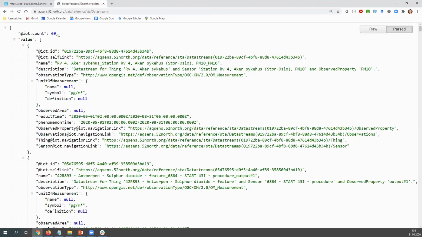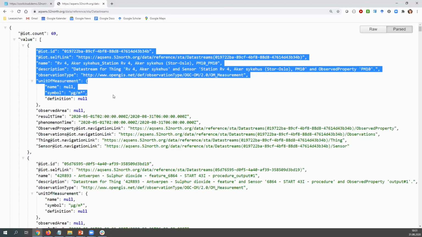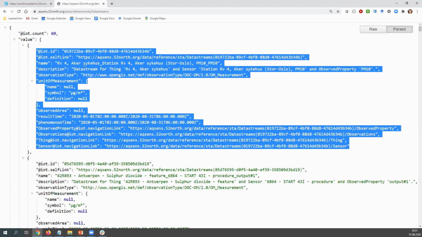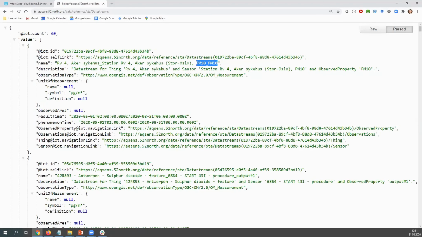For example, we have here our data streams, like this one here. This is a data stream from Oslo. Here we have a data stream containing PM10 particulate matter measurements from Aker Sykehus, which is the station name in the greater Oslo area. We get information about the data stream, so the unit of measurement, which is microgram per cubic meter. We have data from the 1st of May and until basically today.